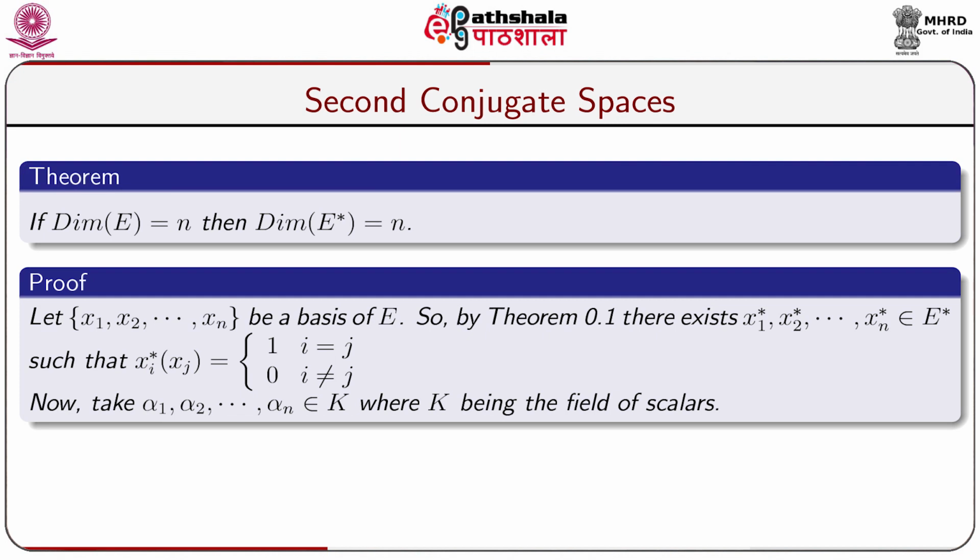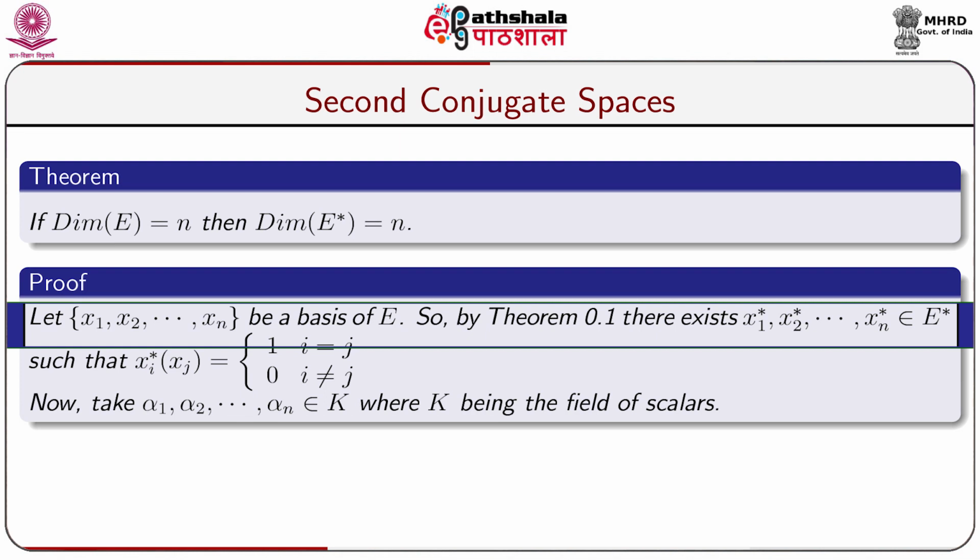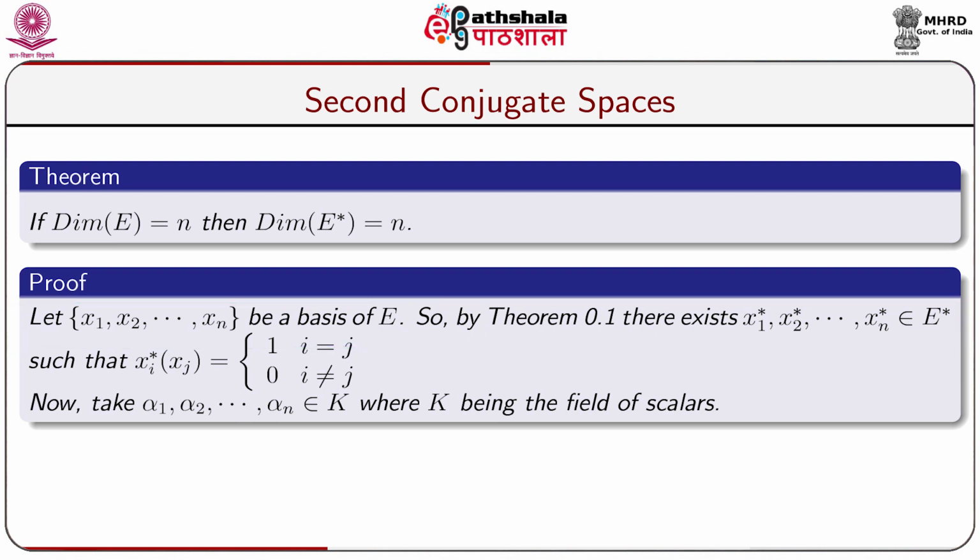Let us take the proof. Let x1, x2, ..., xn be a basis of E, because dimension of E is equal to n is assumed. So, by the earlier theorem, there exists a set of functionals x1 star, x2 star, ..., xn star belonging to E star such that xi star(xj) is equal to 1 if i equal to j and equal to 0 if i not equal to j. Now, let us take a set of scalars alpha 1, alpha 2, ..., alpha n belonging to K, where K is the field of scalars.